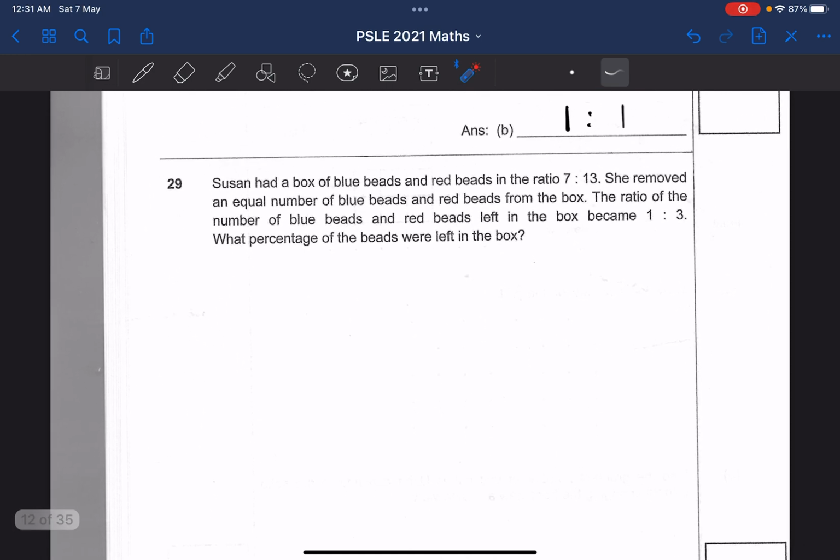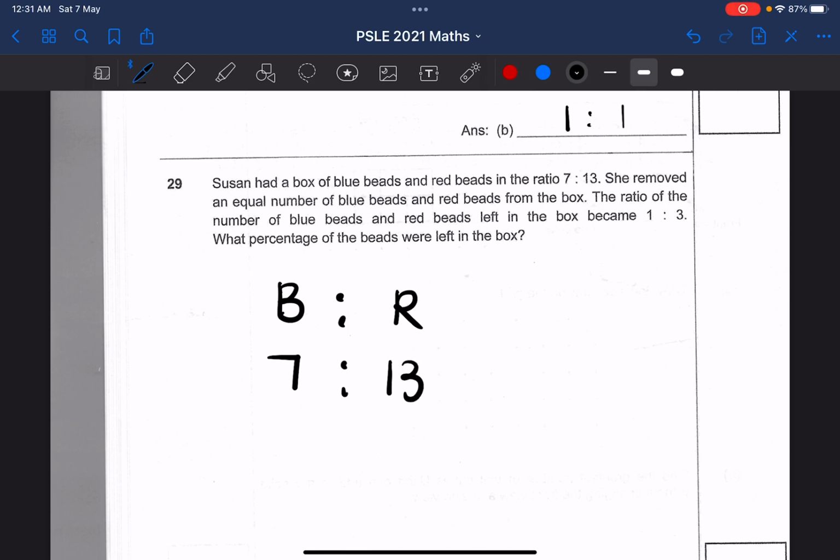Susan had a box of blue beads to red in the ratio 7:13. So remember, when we do ratio, the first thing we do, we list out the ratio accordingly with the title written. The title will help us make sure that our answers is in the correct order. Okay, so make sure you do that. Now what she did is she tried to remove equal number of blue and red. That means if I take out 1 blue, I also take out 1 red. If I take out 2 blue, I also take out 2 red.